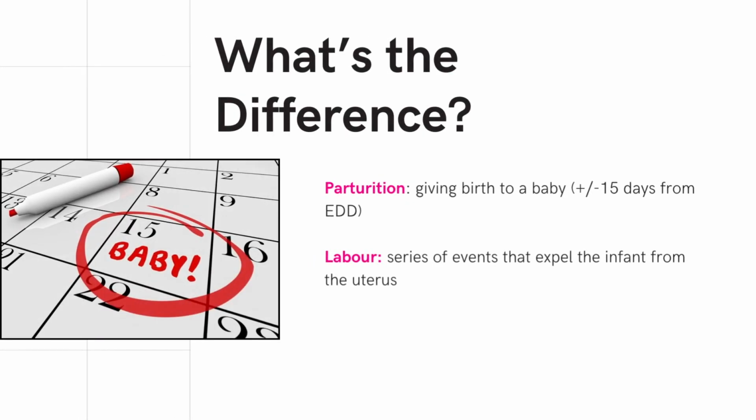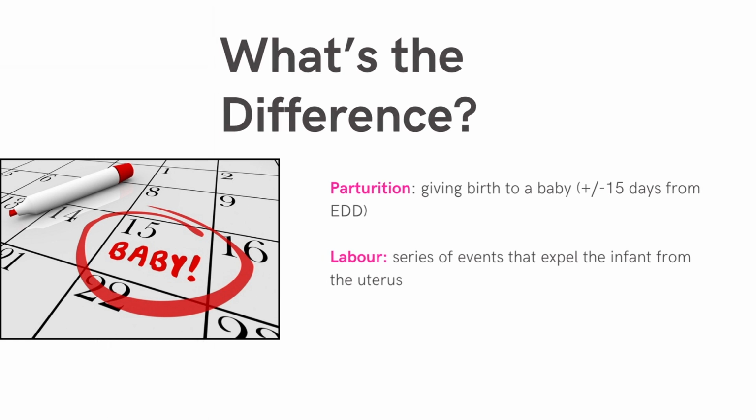But before we start, we need to be able to differentiate between what is parturition and what is labor. Parturition is giving birth to a baby anywhere within 15 days of the expected due date, so it could be plus or minus 15 days from the expected due date, whereas labor is the series of events that expel the infant from the uterus. And today we'll delve deeper into the initiation of labor itself and the steps.